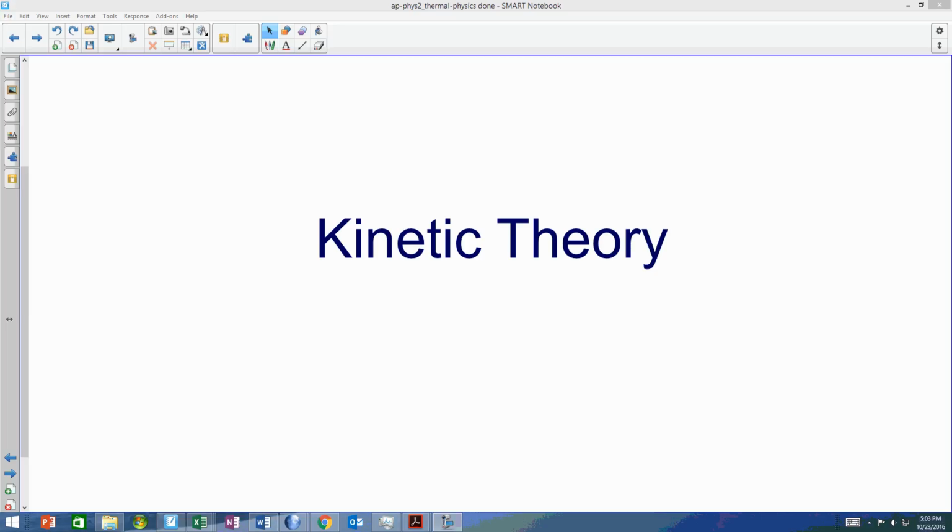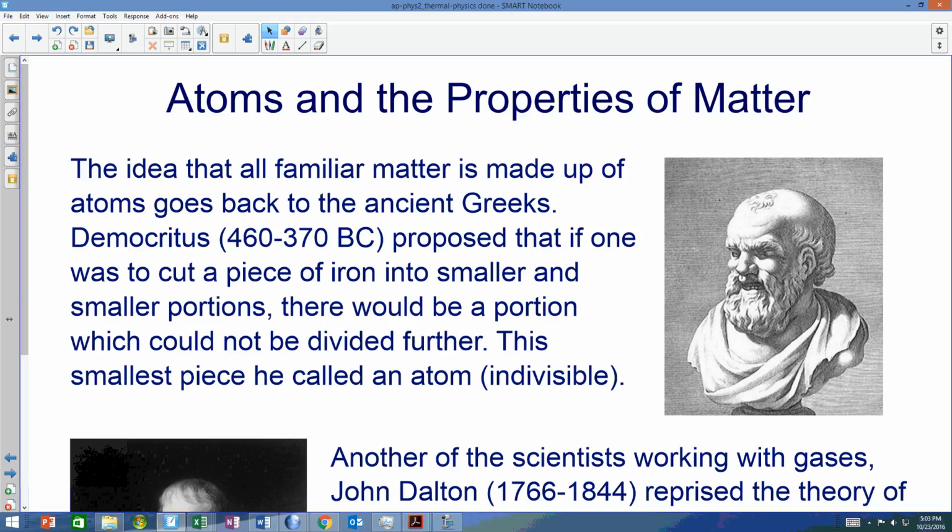In this video, we're going to talk about the kinetic theory of gases. The idea that all familiar matter is made up of atoms goes back to the ancient Greeks. Democritus proposed that if one was to cut a piece of iron into smaller and smaller portions, there would be a portion which could not be divided further. This smallest piece he called an atom, which means invisible.